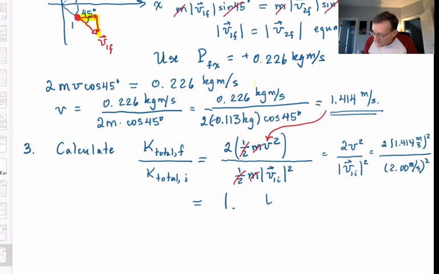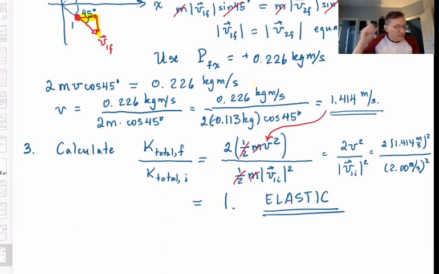That tells me that the collision is elastic. It's a 2-dimensional elastic collision. Not only are linear momentum x and linear momentum y conserved, but also the total kinetic energy is conserved.